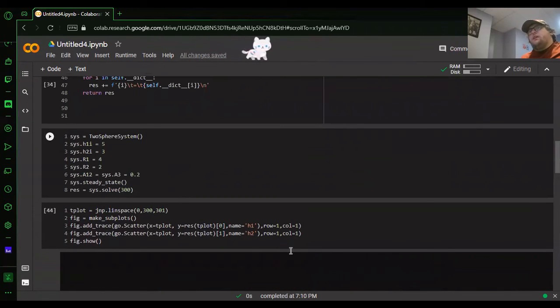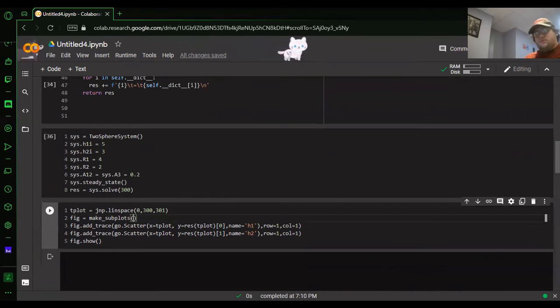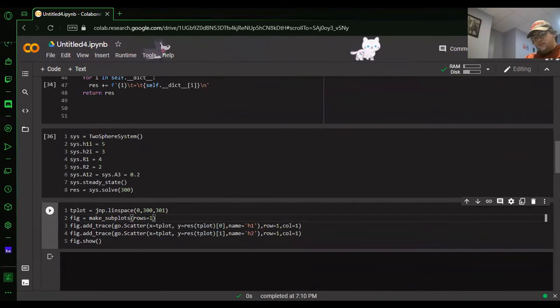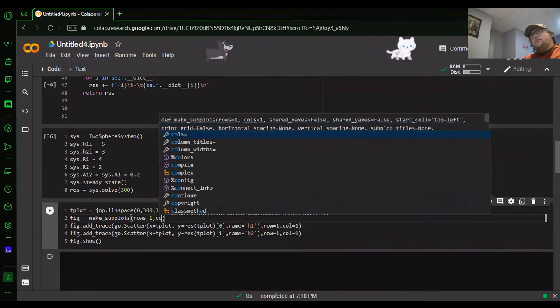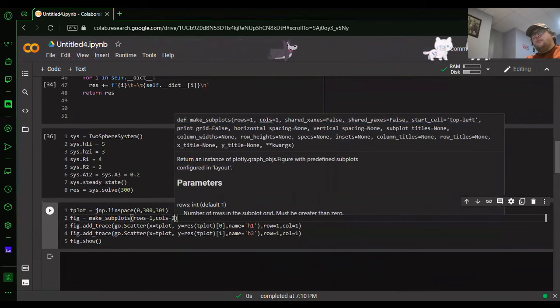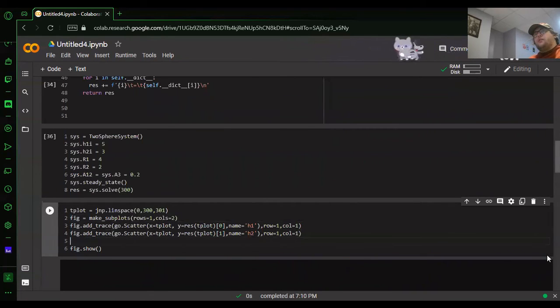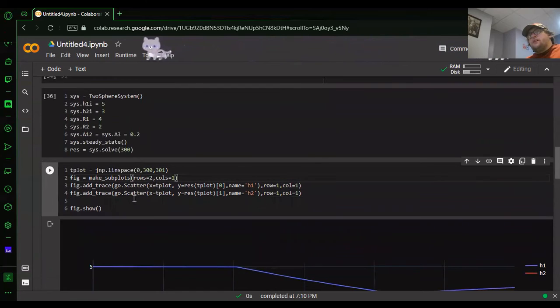So let me edit this code a bit real quick. What we're going to be doing here is making our subplot have multiple graphs on it, so we can look at how the flow rate changes versus how the height changes. So to do that, let me make it more rows than columns.